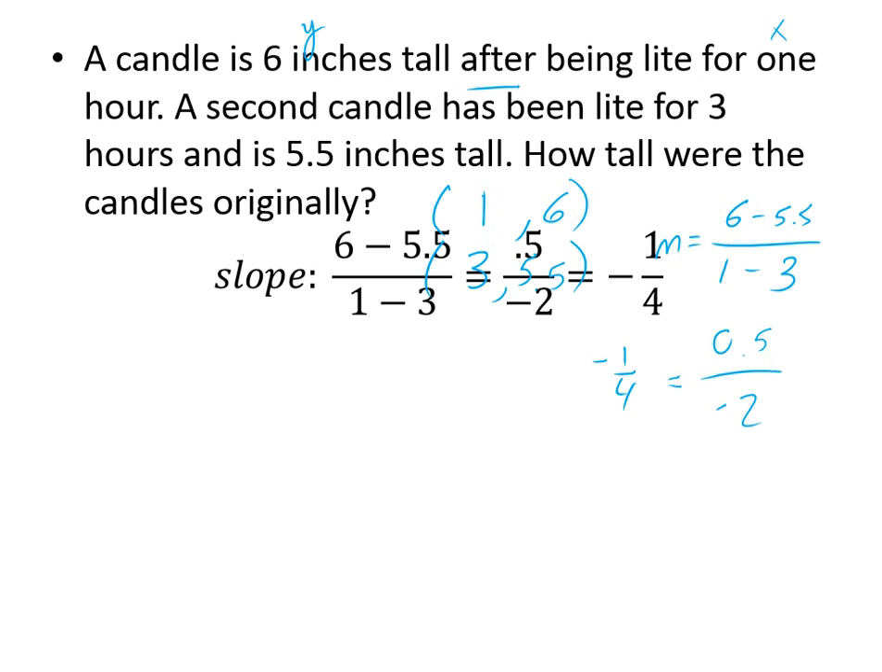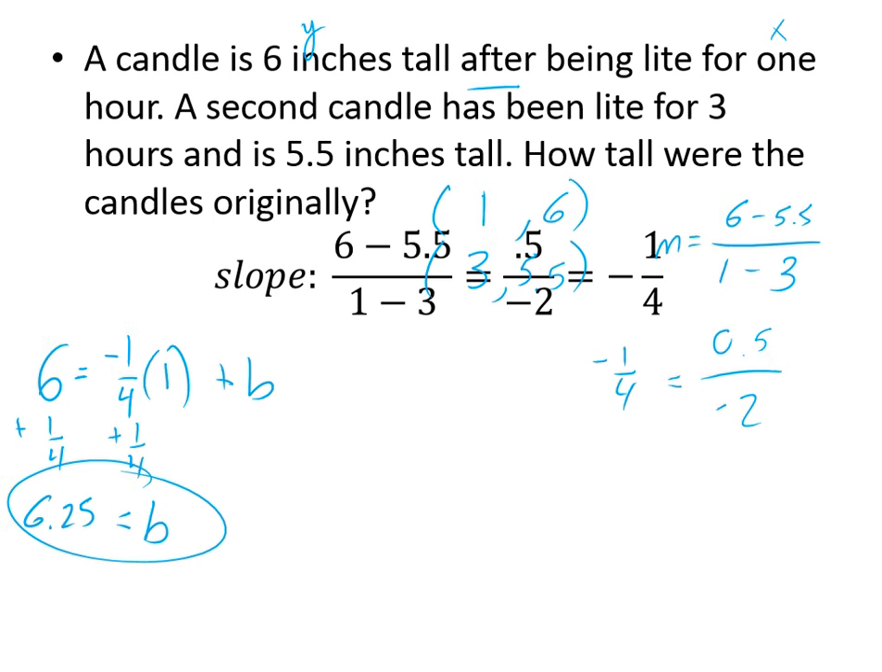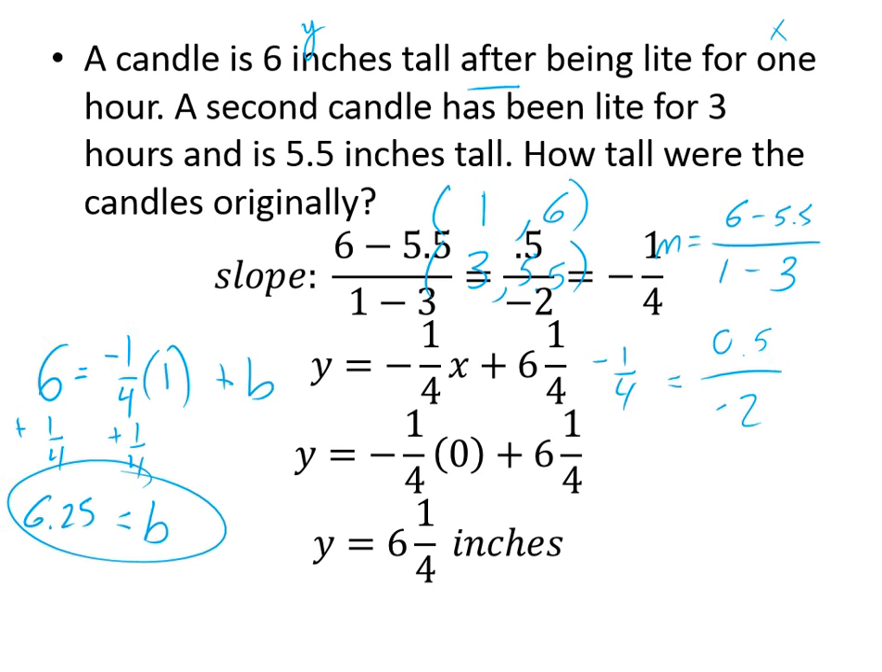And what we want to do is find b. So for y, I'm going to plug in a 6. My slope, negative 1/4, times the x value, plus b. So then all you have to do is add 1/4 to both sides, giving you a b of 6.25, which is its original height. So the candle was originally 6 1/4 inches tall.